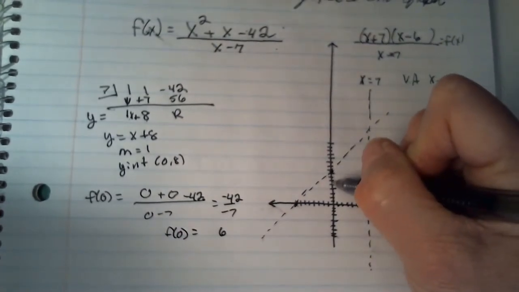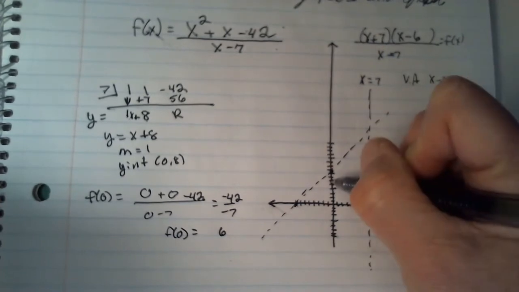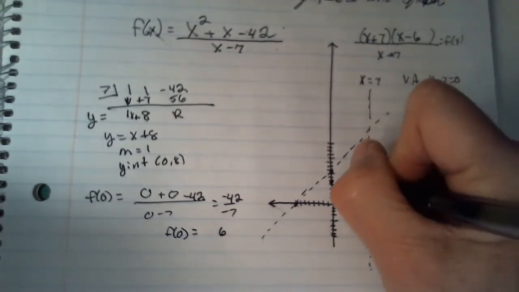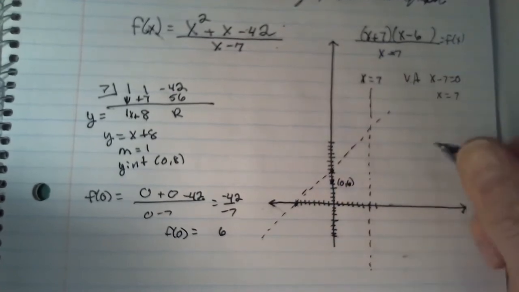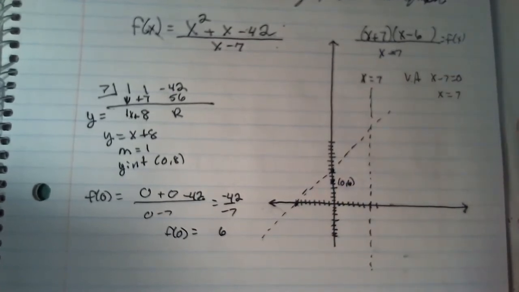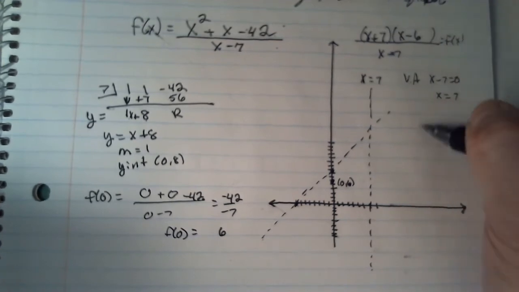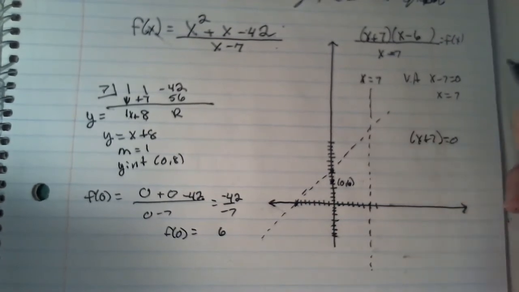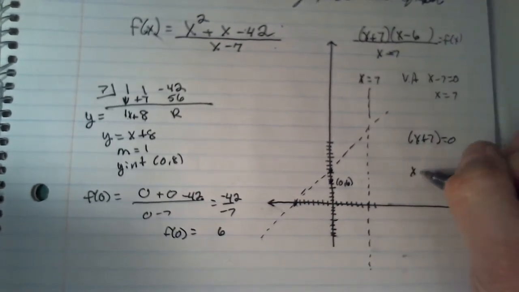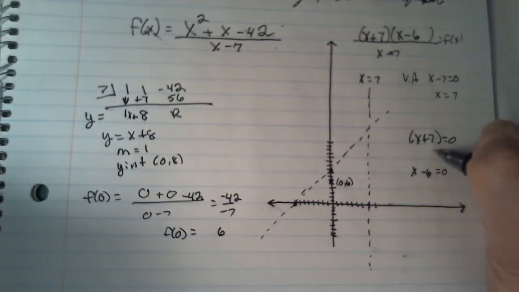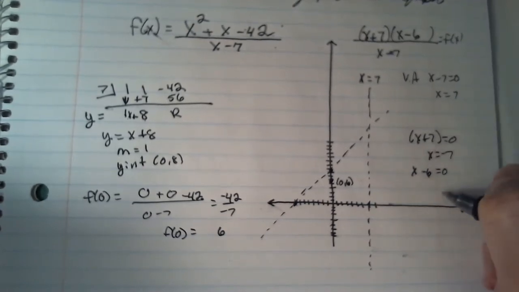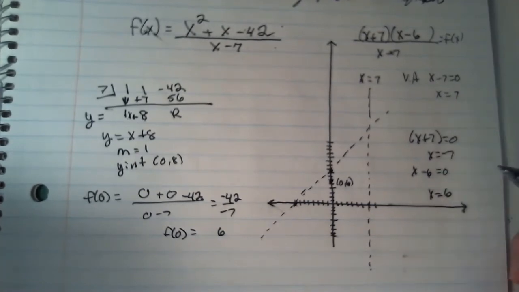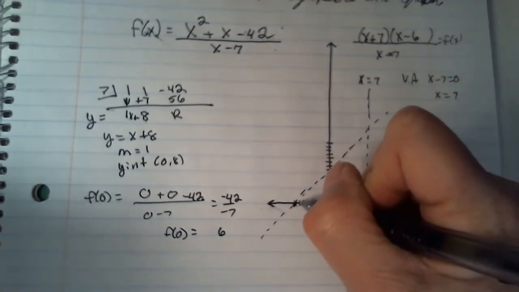I'm going to go ahead and plot that: (0, 6). Now I'm going to find my x-intercepts. To find my x-intercepts, I'm going to set my numerator, the top, equal to 0. And since I already have it in factored form above, I'm going to go ahead and write that down here. I set each of these factors equal to 0 to solve for my x-intercepts. I'll get x equals negative 7 and x equals positive 6. And I want to go ahead and put those into my graph.